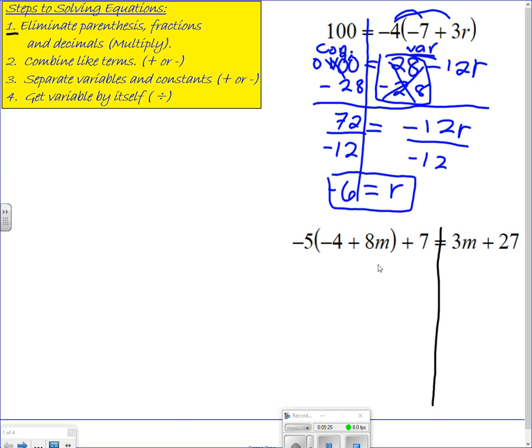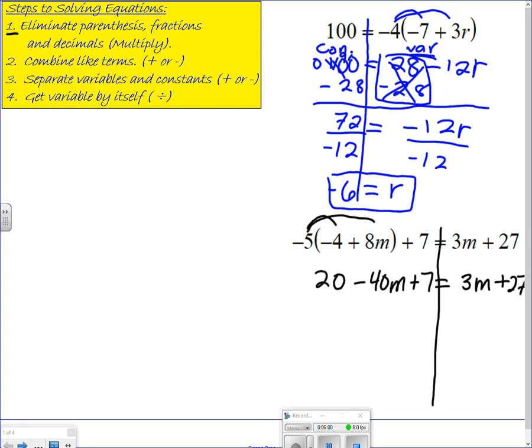I have parentheses right here. So everything on the inside gets multiplied by the outside number, -5. -5 times -4 will give you 20. -5 times 8m will give you -40m. And that's not inside parentheses, so it's not multiplying, it stays the same, plus 7 plus 3m plus 27.